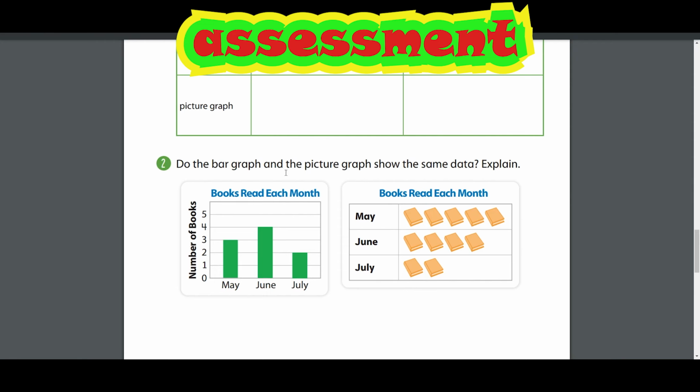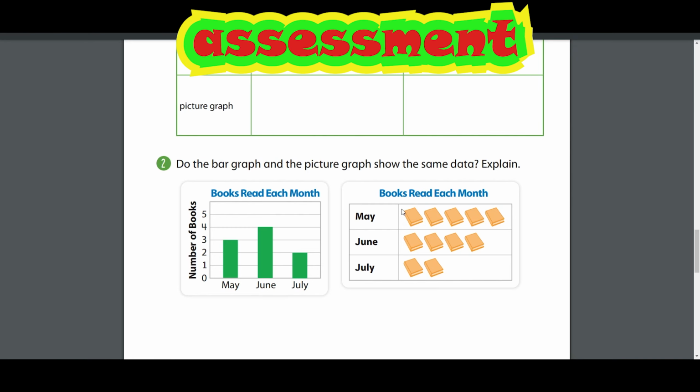Do the bar graph and the picture graph show the same data? Yes, they do. The difference is how the data is being presented. That will be the only difference. Books read each month: they both have the same title, but the way they represent the data is very different. How many students read books? May got 3 kids, June got 4, and in July they got 2.